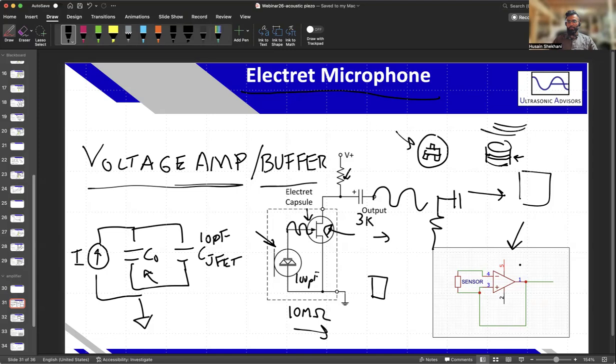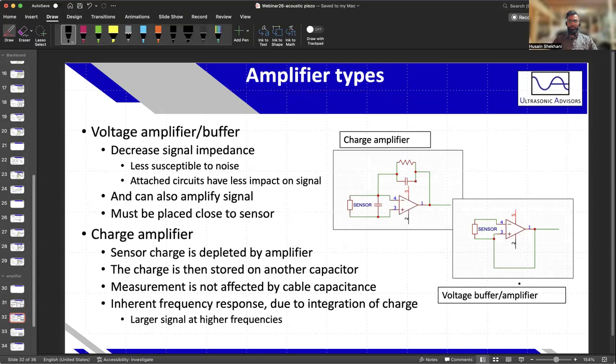So this is kind of an op amp voltage follower. Whatever voltage is generated here, it's going to be generated on the outside. However, it is much less susceptible. It can also be made into an amplification format, but it is much less susceptible to noise because it has a lower impedance. The other case, and I described the voltage buffer here, is that it can decrease the signal impedance. It makes it less susceptible to noise, so attached circuits will have less impact on the signal, or you can actually make it intentional by putting filters that you want, not that you have to live with. And you should place it close to the sensor in order for much less noise to be put on the circuit.